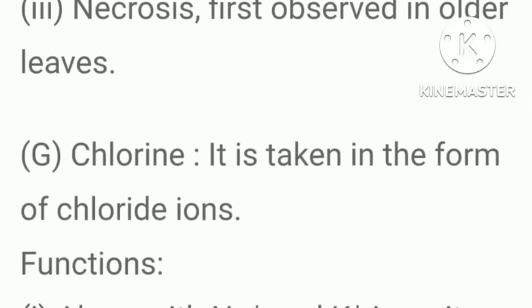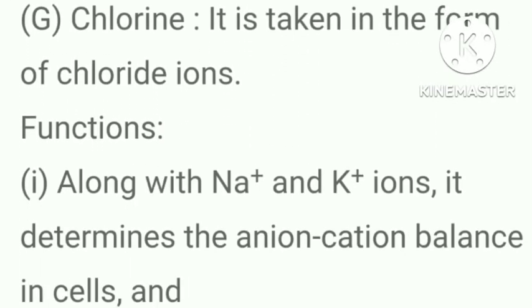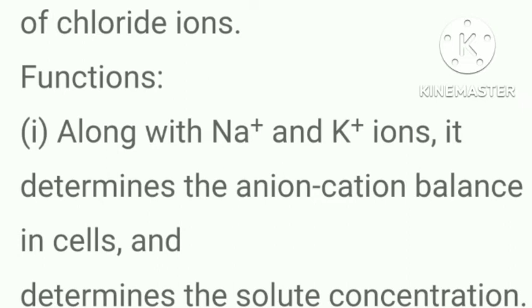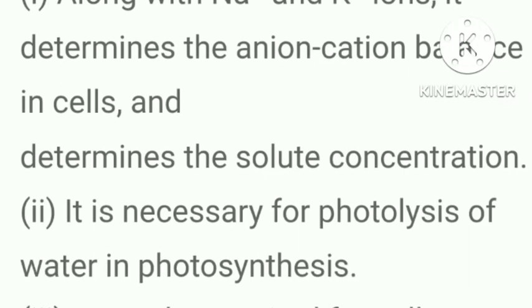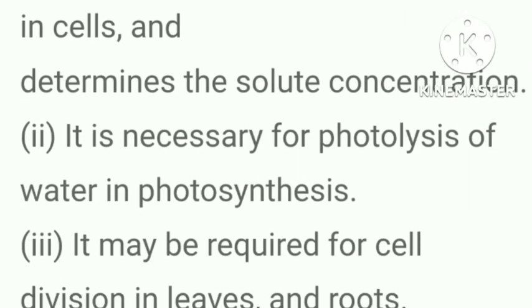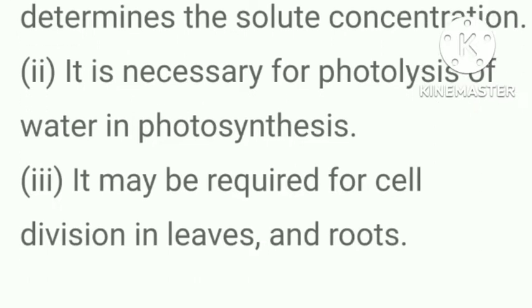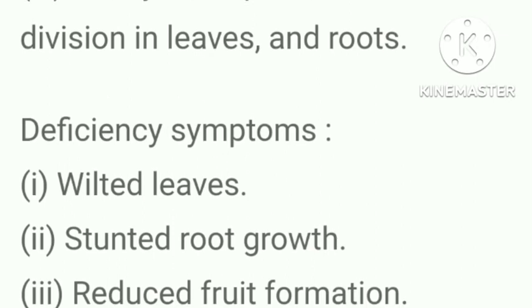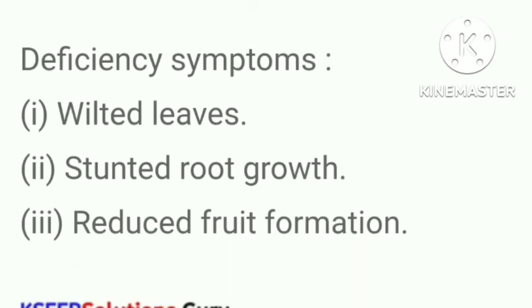Chlorine: it is taken in the form of chloride ions. Functions: along with Na+ and K+ ions, it determines the anion-cation balance in cells and determines the solute concentration. It is necessary for photolysis of water in photosynthesis. It may be required for cell division in leaves and roots. Deficiency symptoms: wilted leaves, stunted root growth, reduced fruit formation.